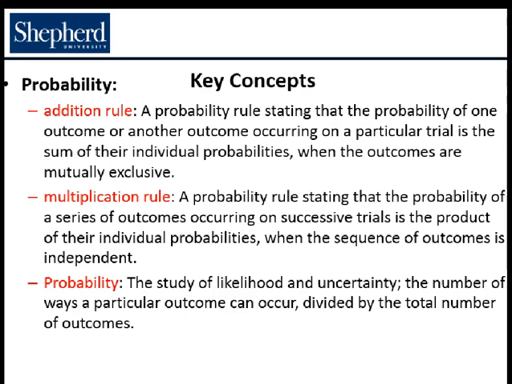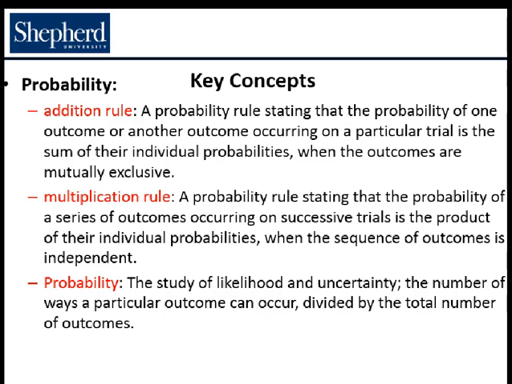Basic requirements for assigning probabilities are that the probability assigned to each experimental outcome must be between 0 and 1 inclusively. Also, the sum of the probabilities for all experimental outcomes must equal 1.